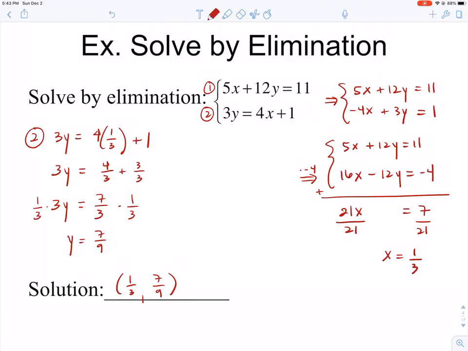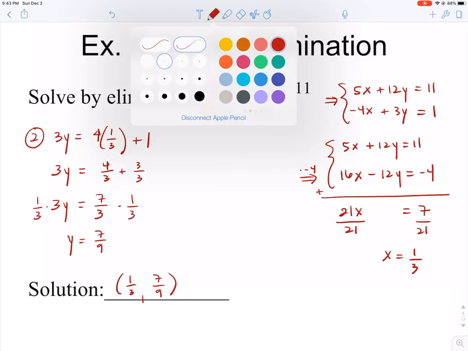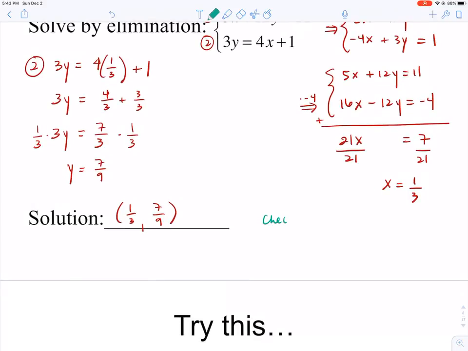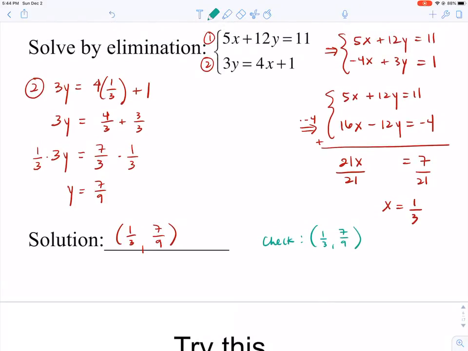Okay, and I definitely want to check this in the original equations. I know they're fractions, but we want to check to make sure we didn't make some sort of an error somewhere. Okay, so for the check of 1/3, 7/9, I'm testing in the original equations. So I'll have 5 times 1/3 plus 12 times 7/9 equals 11.